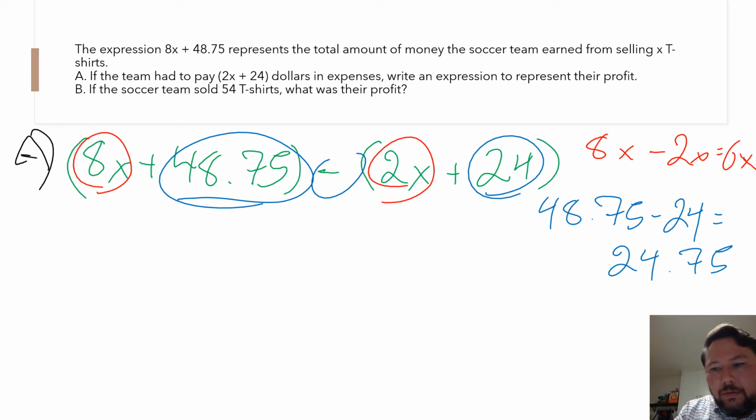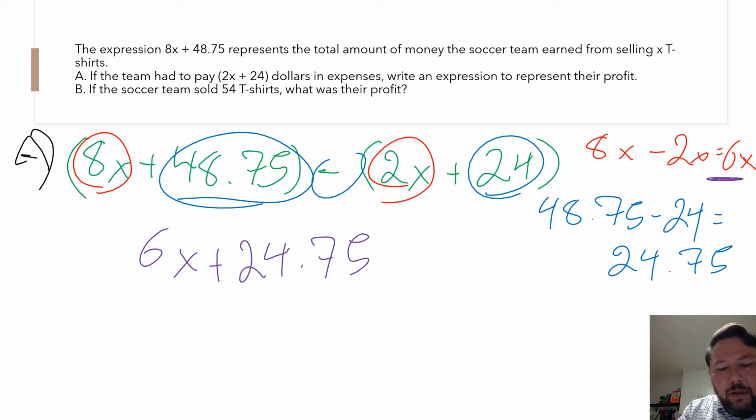So that means that our new expression, our expression for A, for profit, is, I'm going to write it in purple now, our expression for profit is 6x from here. This is a positive number, so we're going to go ahead and add it, plus 24.75. So this is our profit.